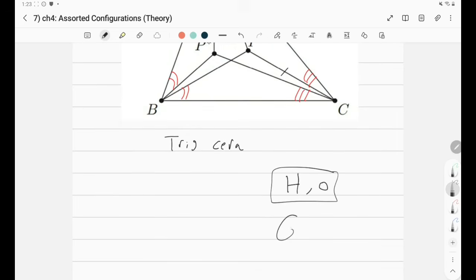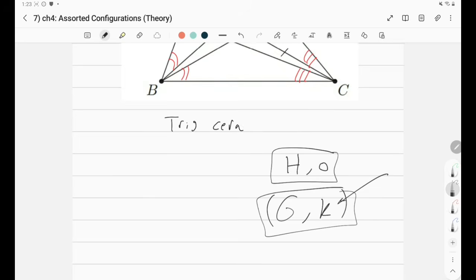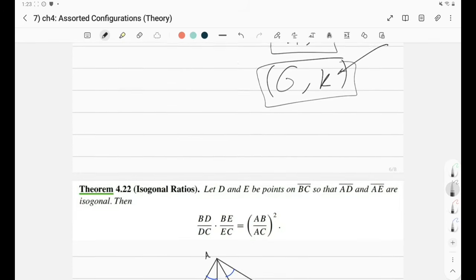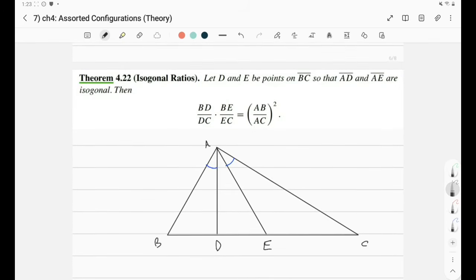Later on, we'll also see G and another point, which is the symmedian point. They are also isogonal conjugates. But the symmedian point we have not defined yet. We'll be defining this in the next configuration. Right now, what we're interested in is looking at this isogonal ratios theorem.